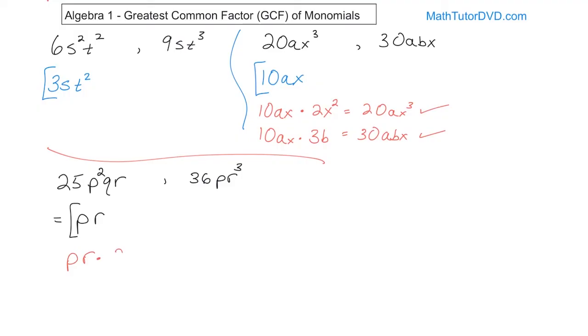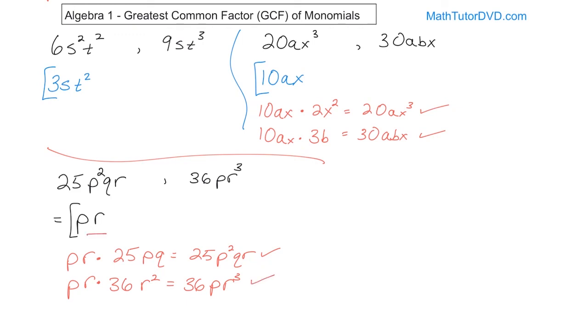Now, if I wanted to do a quick check, p times r times what is going to give me the first thing? It would be 25 times p times q. That would give me 25 p squared q r, because the 25 goes here, the p times p is going to give me p squared, q is going to give me that, and r is just going to stick along for the ride. And then a final check, p r times what is going to give me what's over here? It'll be 36 times r squared. So that will be 36 times p r cubed, because here I have r times r squared, I'm going to add the exponents. So that's the final answer there.